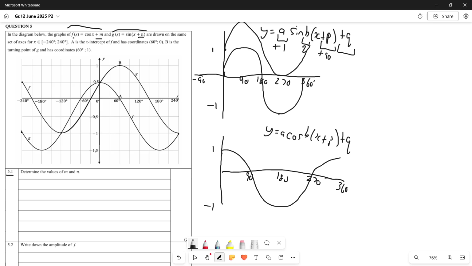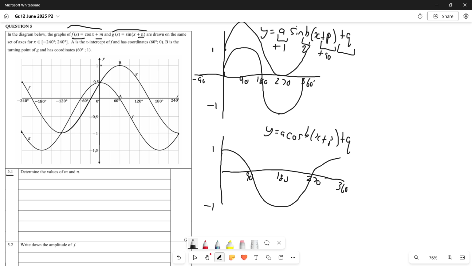Okay, which means if we are looking at our m value, we can just interpret it. Our cos graph usually starts at a positive 1, but this cos graph, this f of x, is just cos x plus m. So that means we would usually be intercepting at positive 1, and we are now only intercepting at 0.5 for our f of x graph.